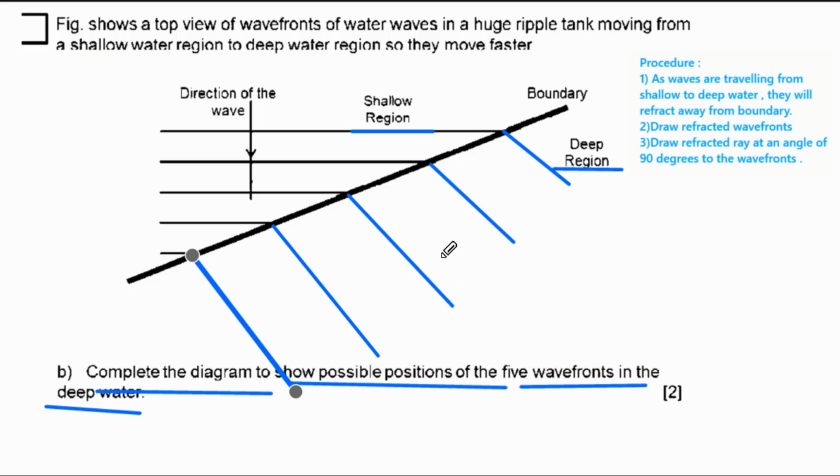If we want to draw the refracted ray, we can also draw it at an angle of 90 degrees to these wavefronts, somewhat like this. We can also add an arrow, so this will be the arrow, and you can see this angle is about 90 degrees. This is how you need to draw wavefronts in the deep region.